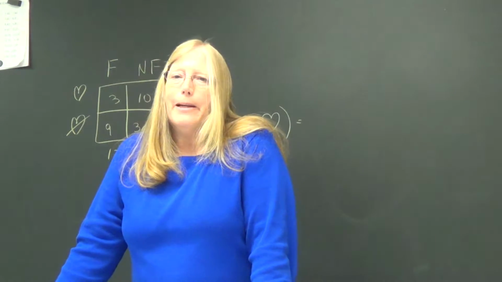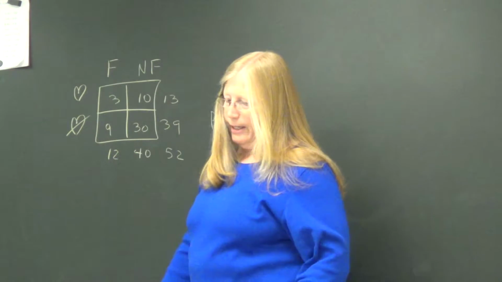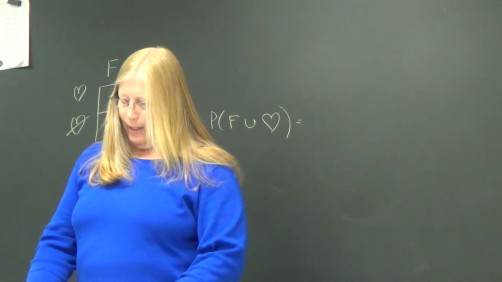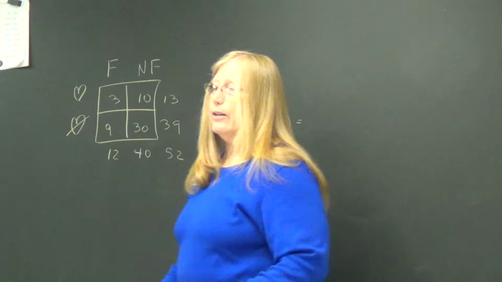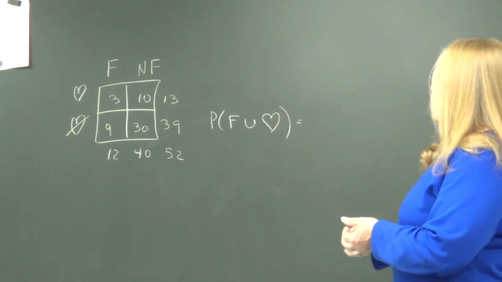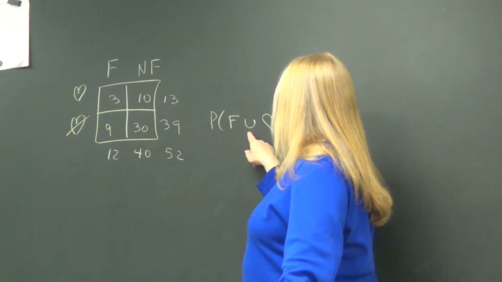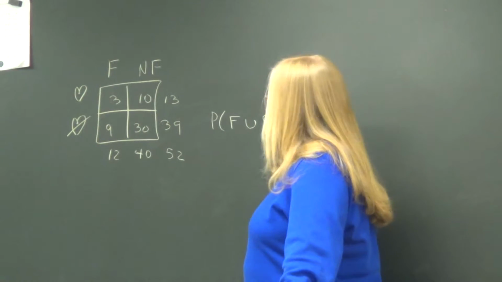I'm going to talk about that, and I also want to talk about it from a two-way table as well. Have we looked at a two-way table with that yet? No. Okay, we just started with this. What's the probability of being a face, and this is the union symbol, or we can read it as face or a heart.